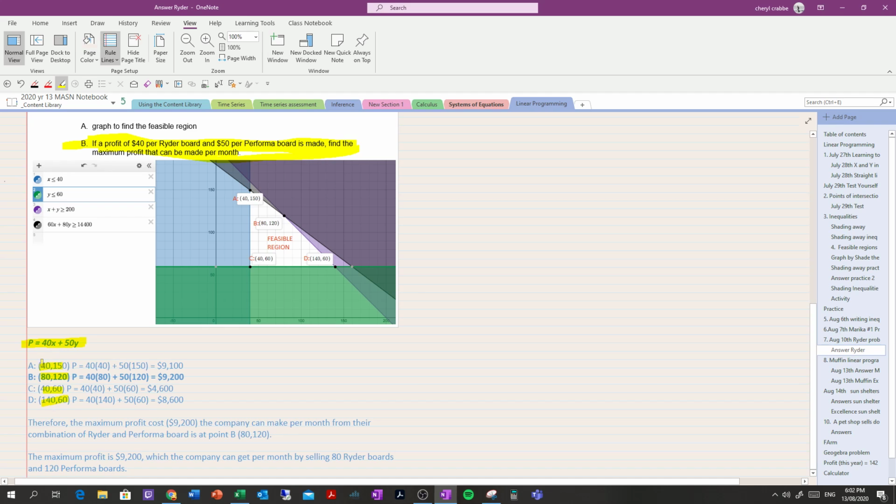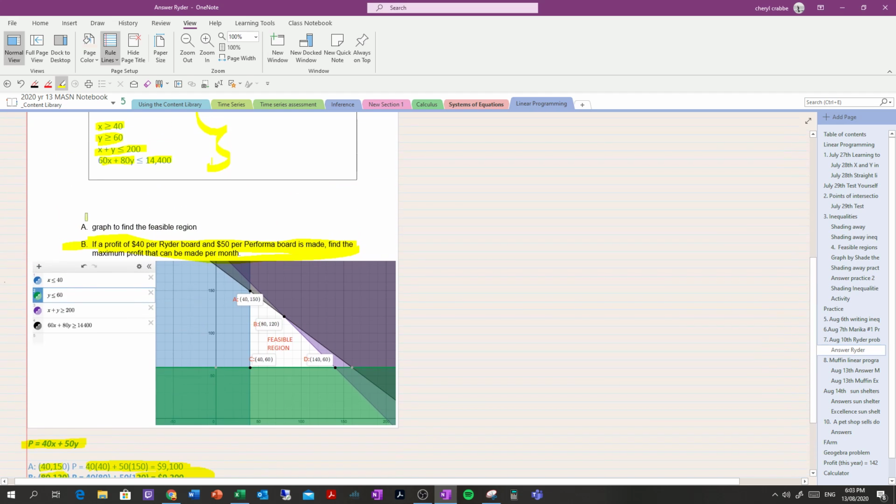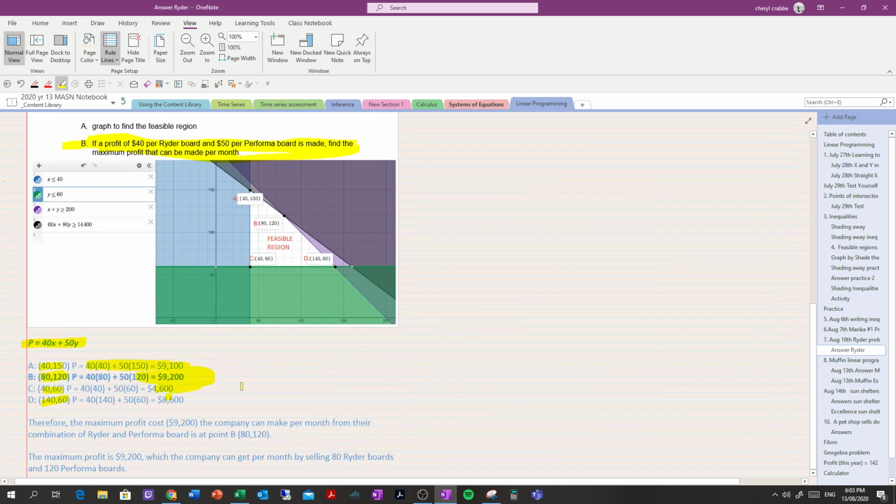What we do with those points of intersection is put them into our objective function. So 40 times x, which is 40 times 40, plus 50 times y, which is 50 times 150, and we figure out what the profit is when we put that point of intersection in. We do the same for 80, 120, and we get 9,200, and we do it for 40, 60, and for 140 and 60. We see that we get a maximum profit right here, the 9,200. What that tells us at merit level is that that combination of 80, 120, with the constraints built in, is the maximum that they're going to be able to make in profit, and that's what we're looking for.